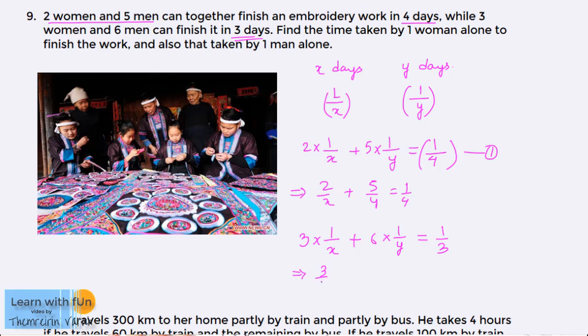So this can be written as 3 by x plus 6 by y is equal to 1 by 3. This is your second equation.